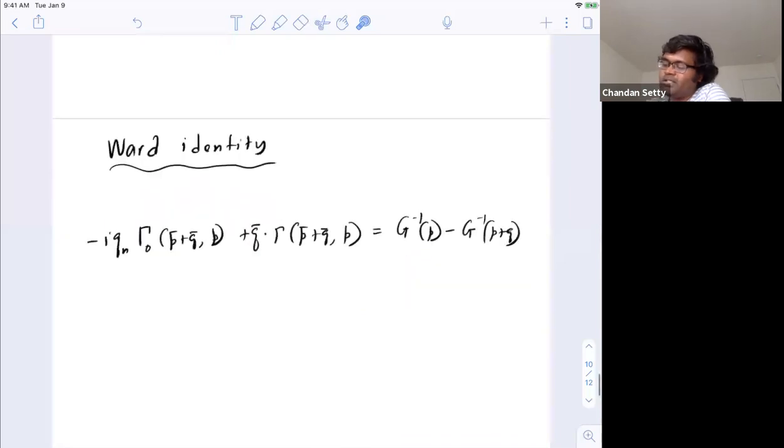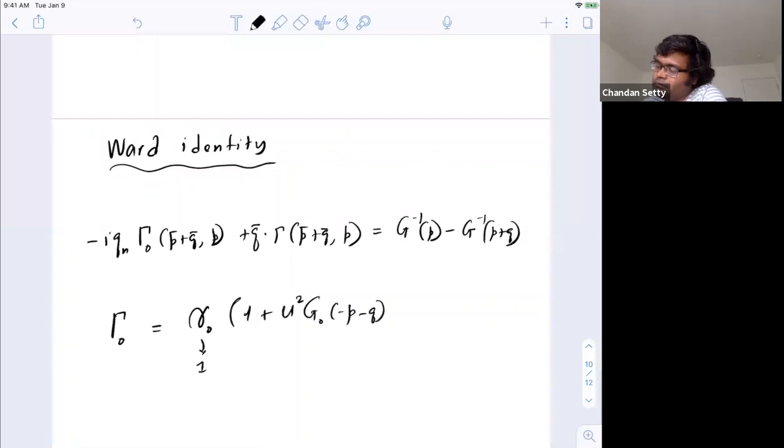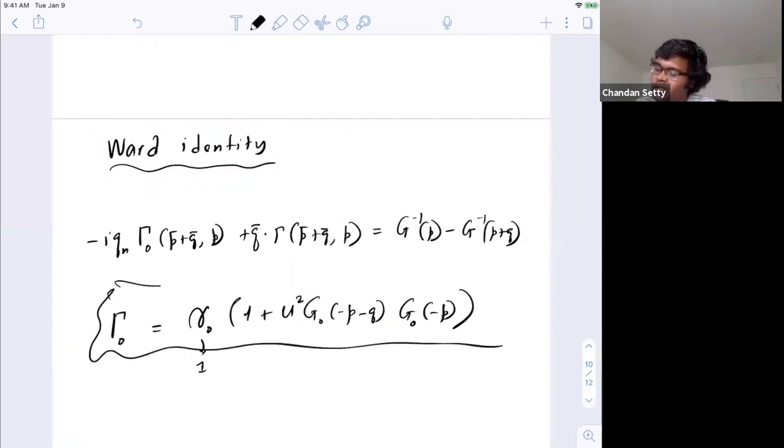Okay? So for the pair susceptibility, all I need is the gamma zero vertex. And if you do that, you'll see that the gamma zero vertex is some non-interacting vertex, gamma zero, which in this case is 1 times 1 plus u square, times products of the non-interacting Green's functions at two different momenta separated by the momentum transfer Q. So this is the exact expression for the vertex. And there are no more corrections. Okay, there is nothing more to do.